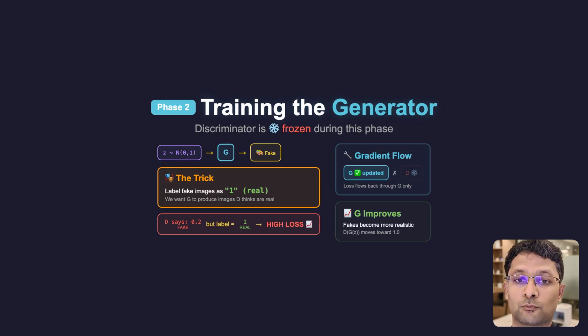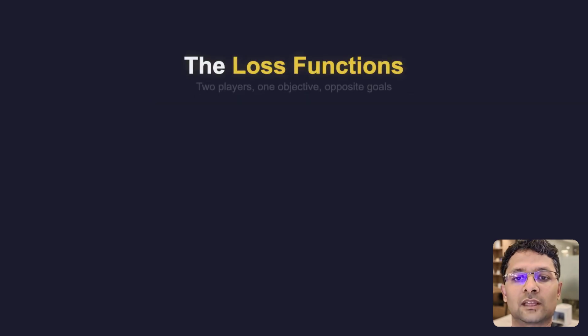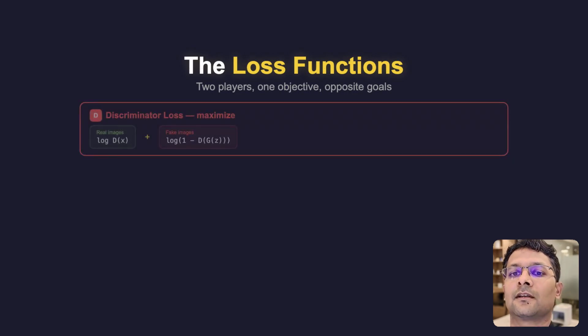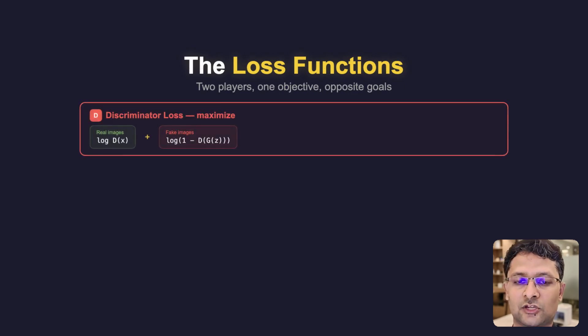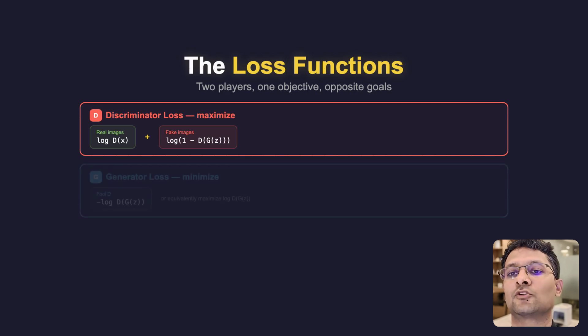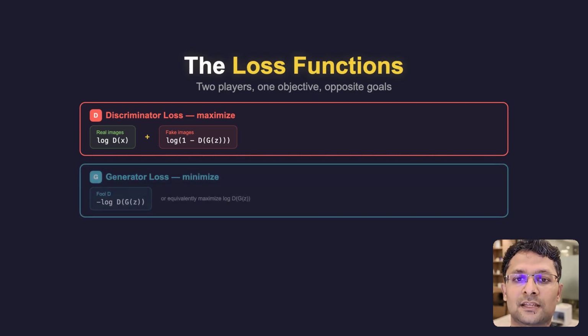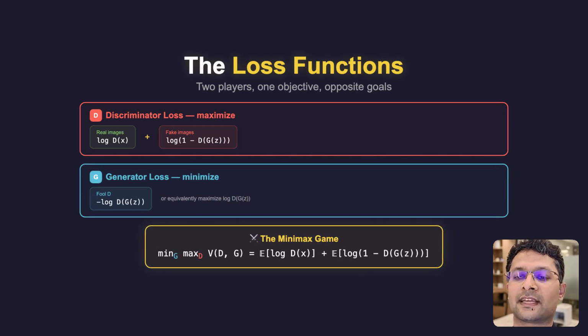Let's look at the math behind both phases. The discriminator's loss has two parts. For real images, maximize log D of x, the log probability of correctly identifying real data. For fake images, maximize log of 1 minus D of G of z, correctly rejecting fakes. The generator's loss is the opposite. It wants to minimize log of 1 minus D of G of z, or equivalently, maximize log D of G of z. Together, this forms a minimax game, the famous equation min G max D of the expected values. Two players, one objective function, opposite goals.